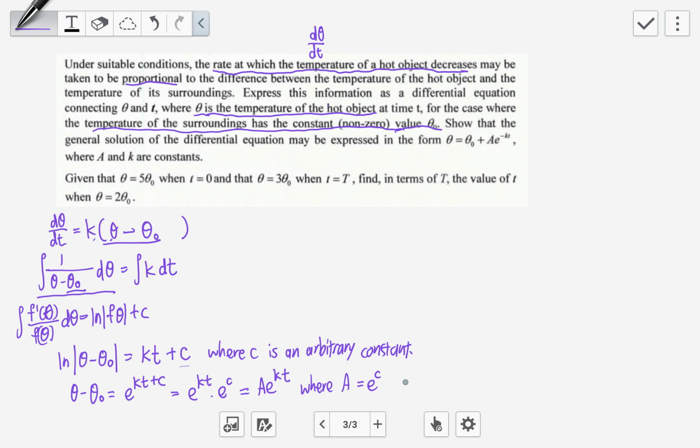We just need to switch the equation to theta. We just bring the theta naught over to the other side. We have theta equals theta naught plus A e to the kt, and that's it.